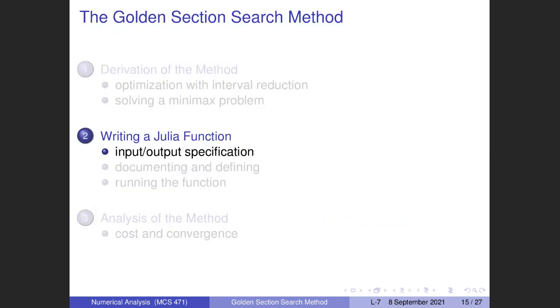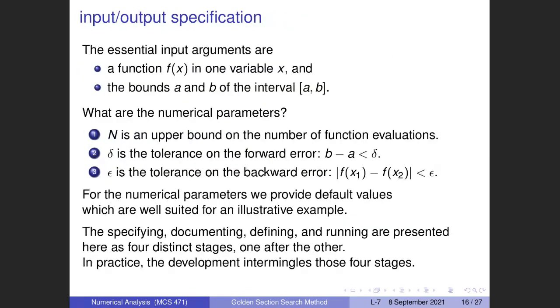So let's now go to the algorithm. Before we start with an algorithm, we have to define what is the input and what is the output. We have a unimodal function, so the function must be given, and the function lives on the interval. So it's a continuous function, unimodal, with the bounds. So we have three essential input arguments. Then we have the numerical parameters.